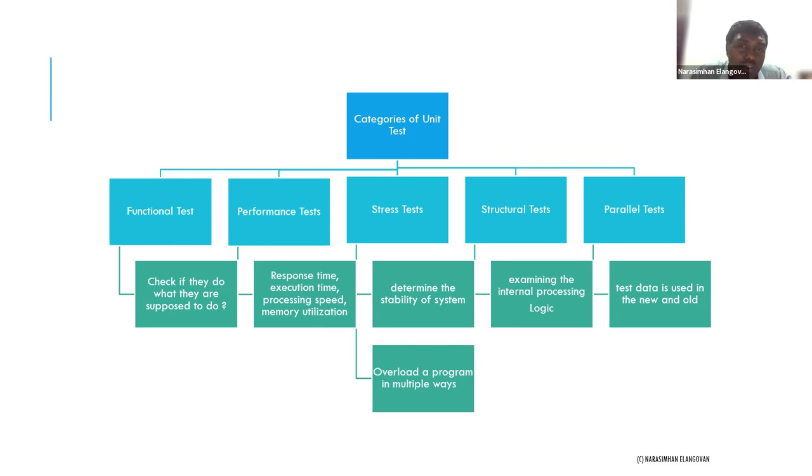Now here, this unit test could have multiple types. Functional test. You check whether the income from salary is computed as per the logic given. Are they doing what they're supposed to do? Functional. Performance. Is it doing quickly or very, very slow? Manually, I took 5 minutes. System is taking 10 minutes. Stress test. Everybody tries to log in. Overload the system. See whether it works or not. Structural test. See if I give the right logic. If I change the logic, what happens, right? So that's a structure, one after the other. And last is parallel test. You do it in the old system as well as new system. See, both of them give the same results.